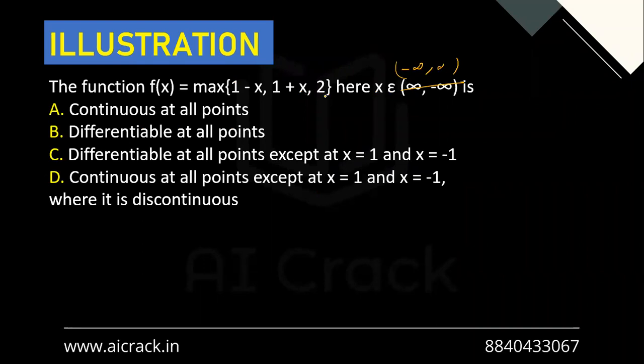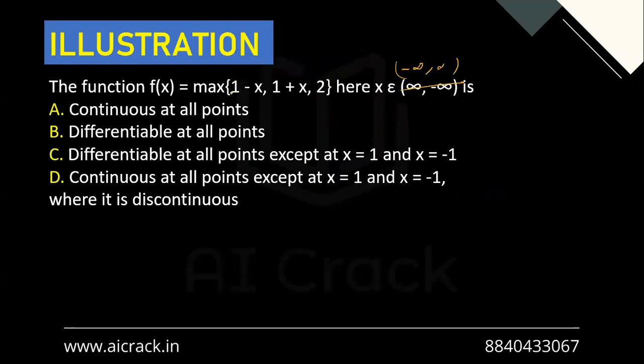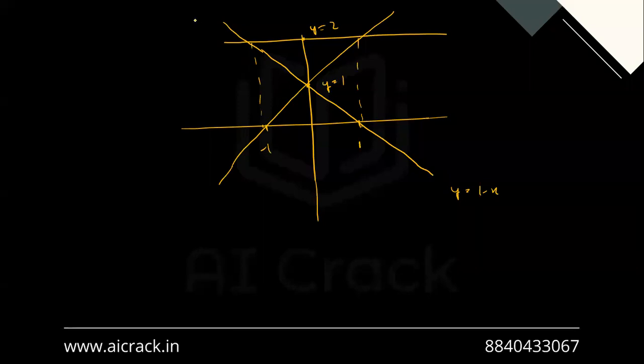Now we have to plot y equals 2. For that, that would be a straight line, y equals 2, this point. Now we have to find the maximum of these functions. We can clearly see that from minus infinity to minus 1, this function y equals 1 minus x is the maximum. From minus 1 to 1, this constant function is the maximum. And similarly, from 1 to infinity, y equals 1 plus x would be the maximum function, right?